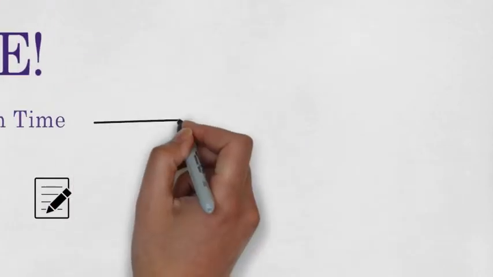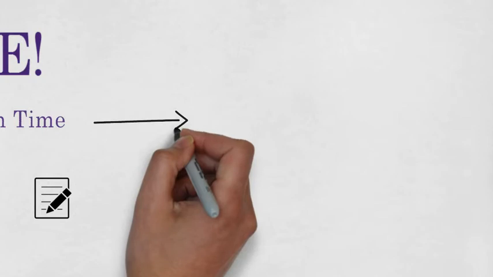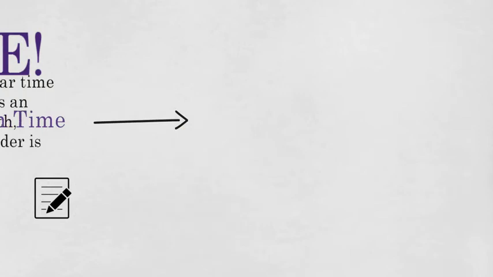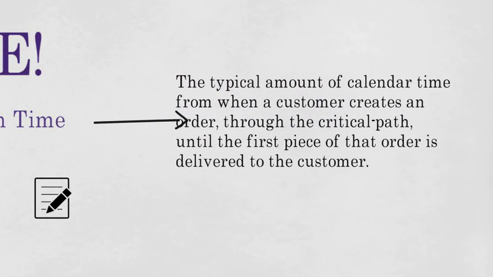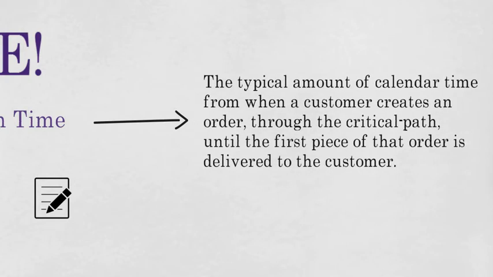As I just mentioned, MCT stands for Manufacturing Critical Path Time. It is the typical amount of calendar time from when a customer creates an order through the critical path until the first piece of that order is delivered to the customer. Additional and more elaborate details on this definition are discussed within the first theoretical video about what is MCT.